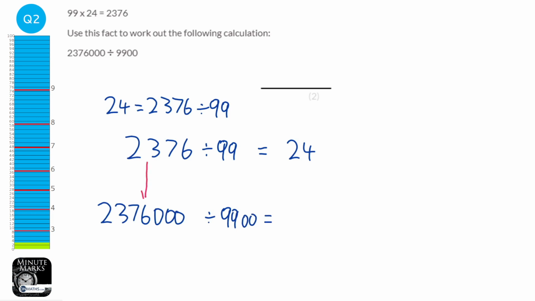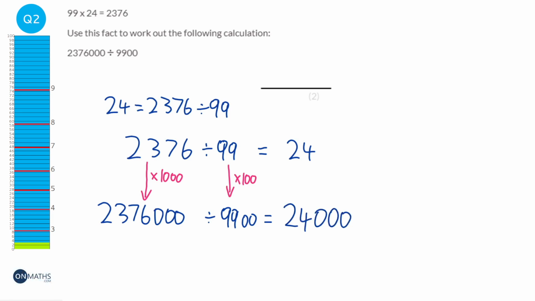So this part here is multiplied by 1,000, and this part here is multiplied by 100. So what effect is the fact that the first number is multiplied by 1,000 going to have on our answer? Well, it's obviously going to make it 1,000 times bigger. So it will make it 24,000, won't it? So that's that bit done.